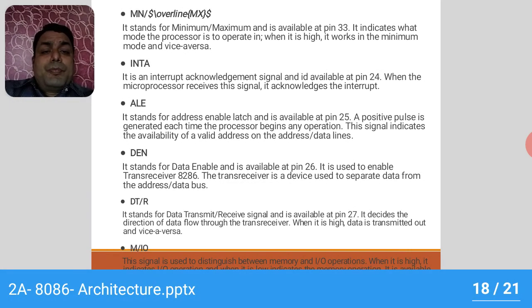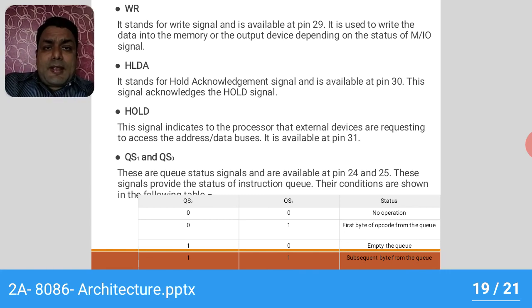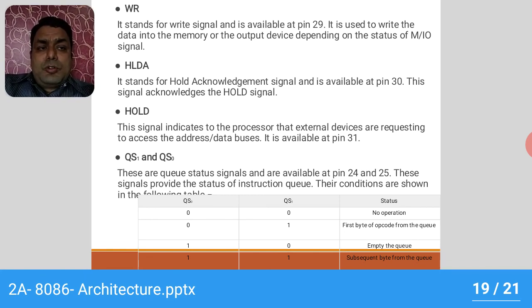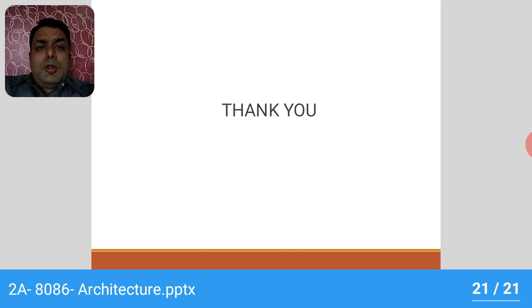Again you have the M/IO pin, write signal, hold acknowledgement signal, hold signal, queue status signals. All these features are available in the 8086 microprocessor pin configuration. Again you have lock, request grant signal. All these pins are there in the 8086 microprocessor. So in the coming class we will discuss the instruction set and addressing modes of 8086.